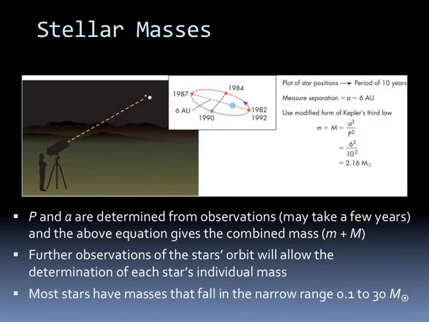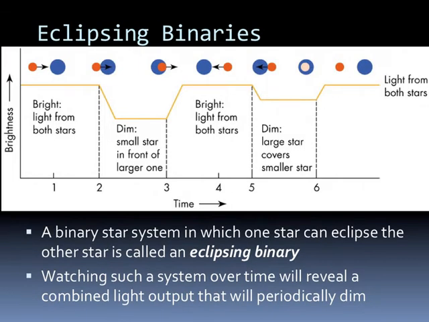What we see is most stars fall in this narrow range of about 10% of our Sun to about 30 times the mass of our Sun. The next kind of binary that we can see is something called an eclipsing binary.